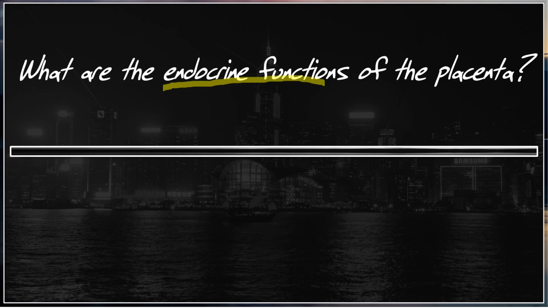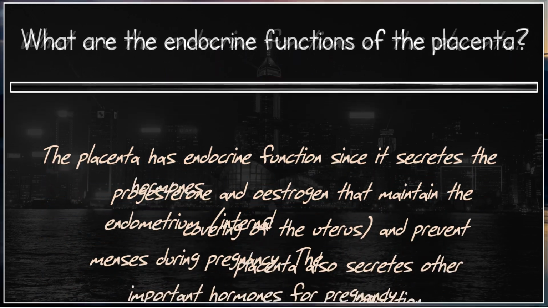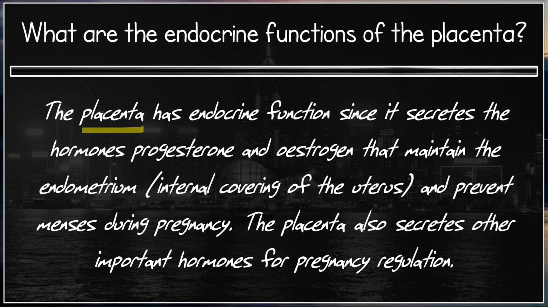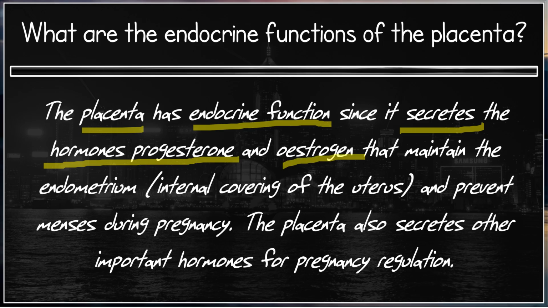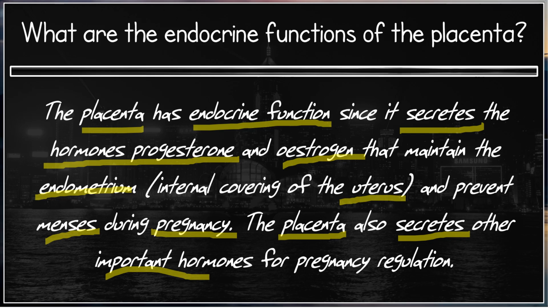What are the endocrine functions of the placenta? The placenta has endocrine function since it secretes the hormones progesterone and estrogen, which maintain the endometrium, the internal covering of the uterus, and prevent menstruation during pregnancy. Placenta also secretes other important hormones for pregnancy regulation.